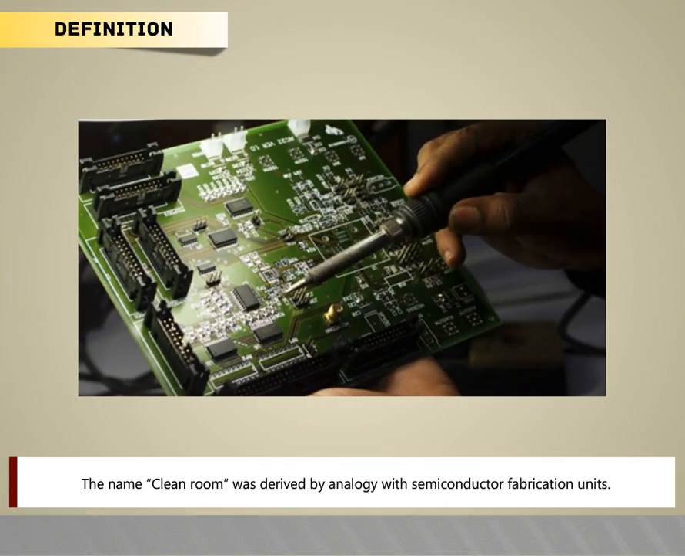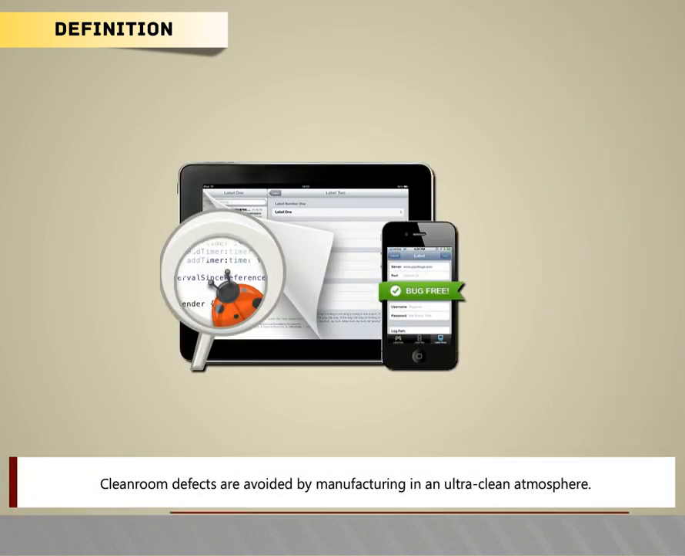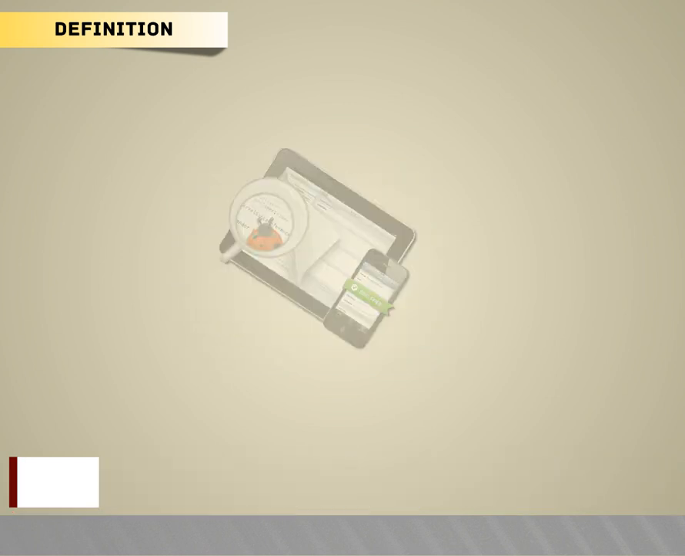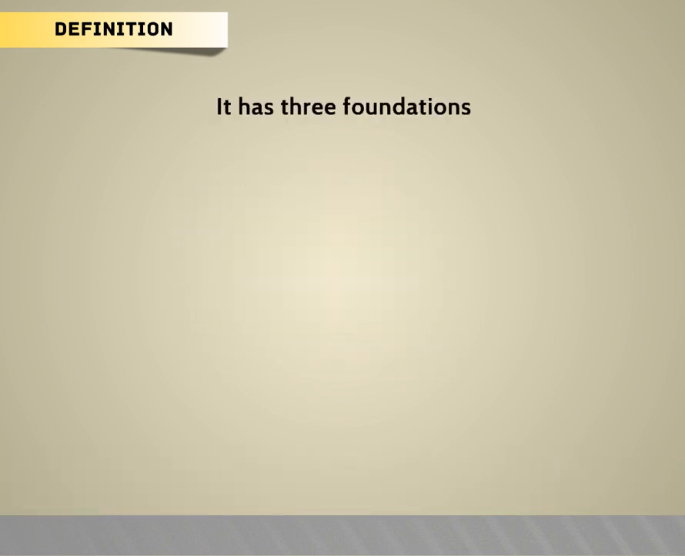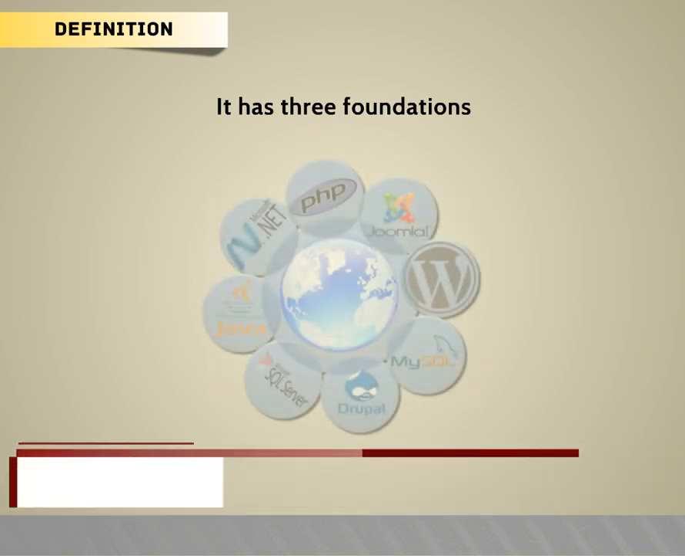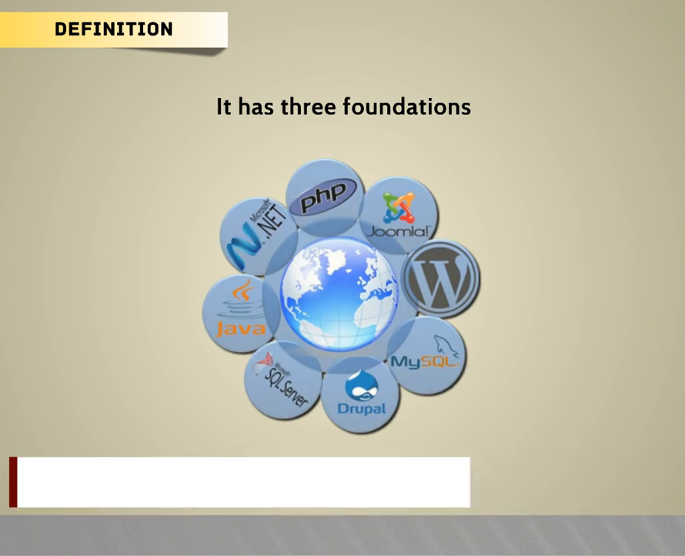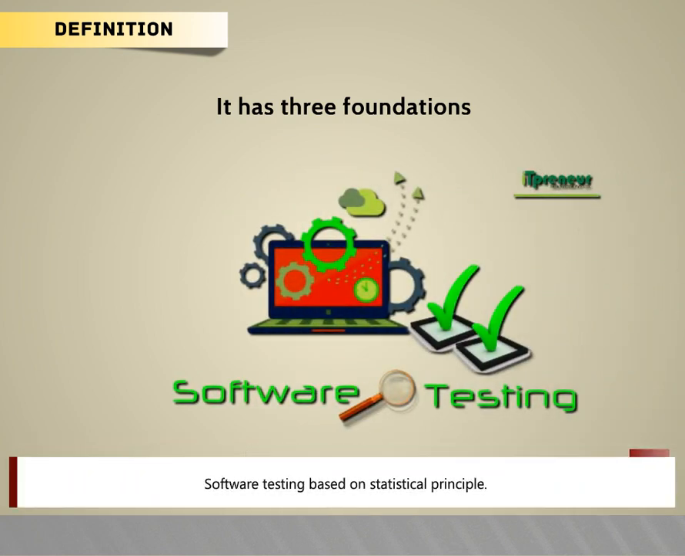The name clean room was derived by analogy with semiconductor fabrication units. Clean room defects are avoided by manufacturing in an ultra-clean atmosphere. It has three foundations: incremental development under statistical quality control, software development based on mathematical principles, software testing based on a statistical principle.